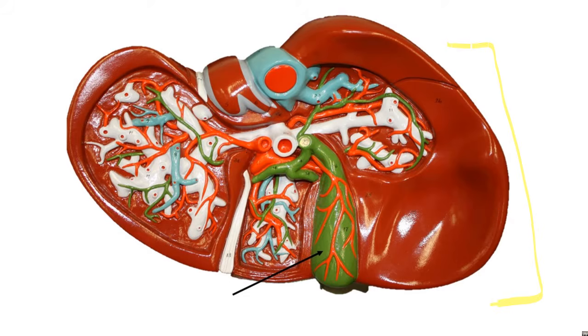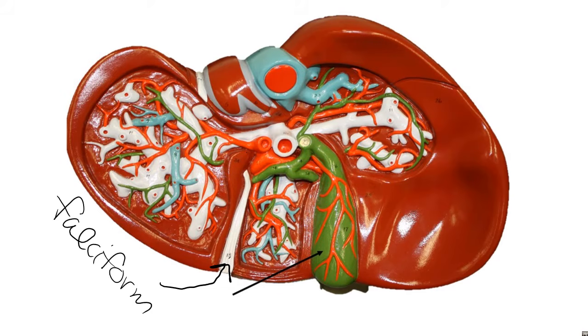Also, there are a couple other features of the liver. One of them is this white line that you see right here. That white line that you see right there is called the falciform ligament. Okay, falciform ligament.